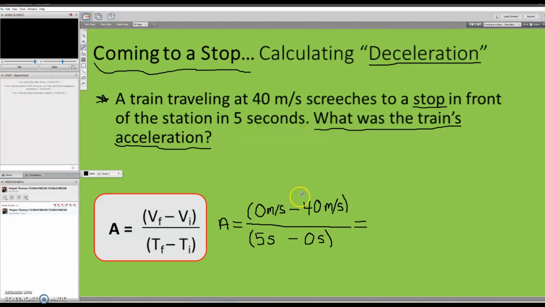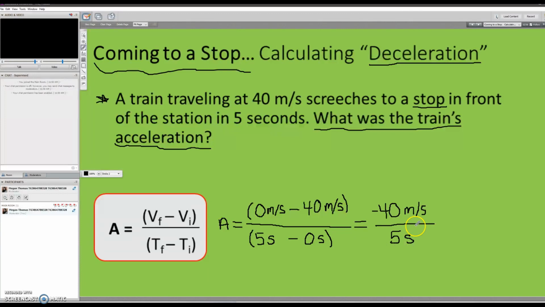0 minus 40 is going to give us a value of negative 40 meters per second. So I want us to be really careful and intentional in this situation to realize that we are taking 0 and subtracting another number. 0 minus a positive number is going to give you a negative value. So we have negative 40 meters per second divided by the change in time of 5 seconds. 5 minus 0 gives you 5 seconds.